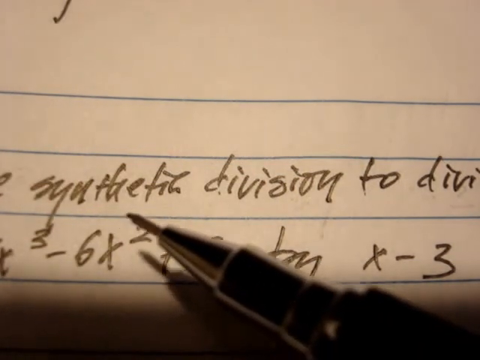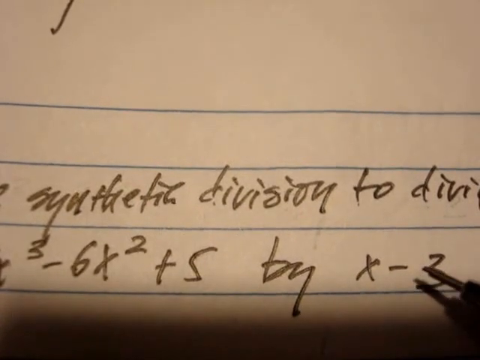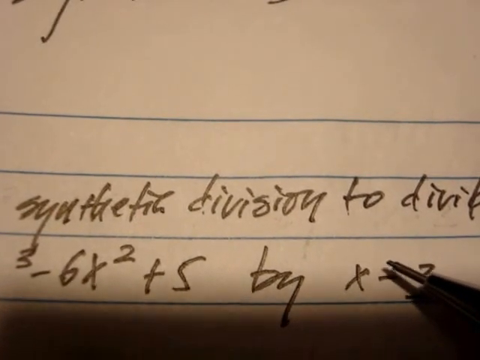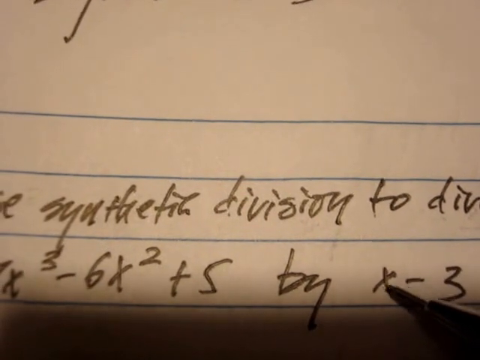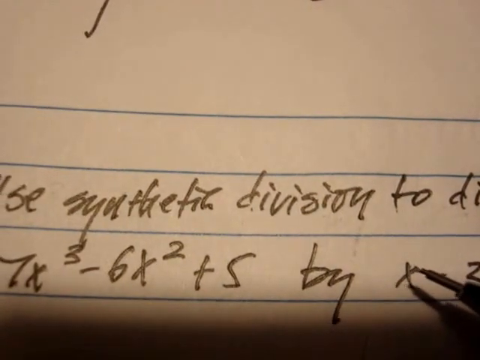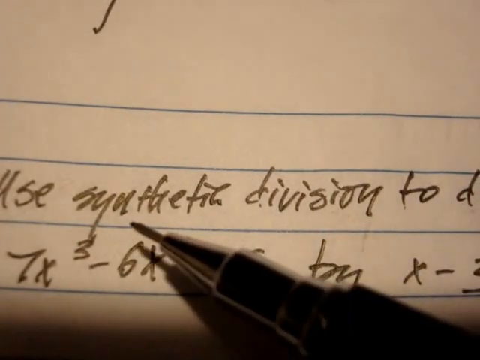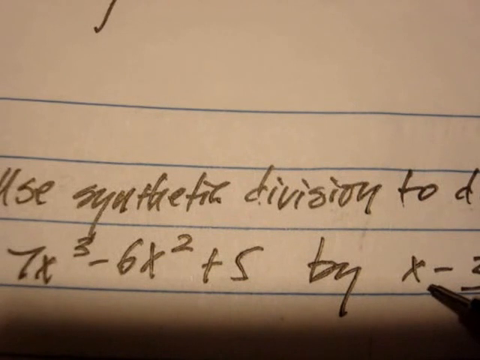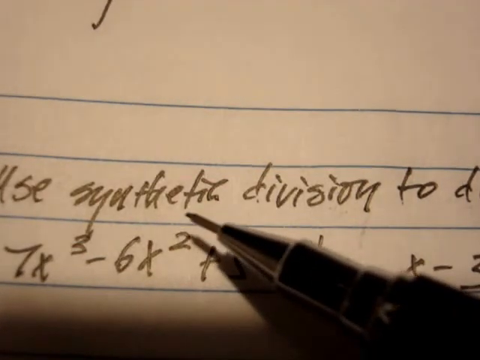In order to use synthetic division, you have to make sure that in this factor, x minus 3, the x is to the first power. It isn't raised to the second power or any other power, just the first power. When it's raised to the first power, you can use synthetic division. If it's raised to a second power and so on, you cannot use synthetic division. You have to use long division. But since the given divisor is raised to the first power, you can use synthetic division.